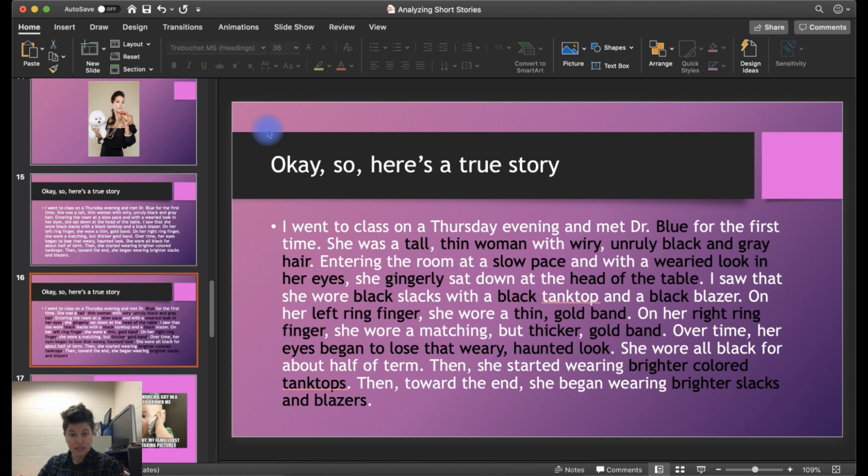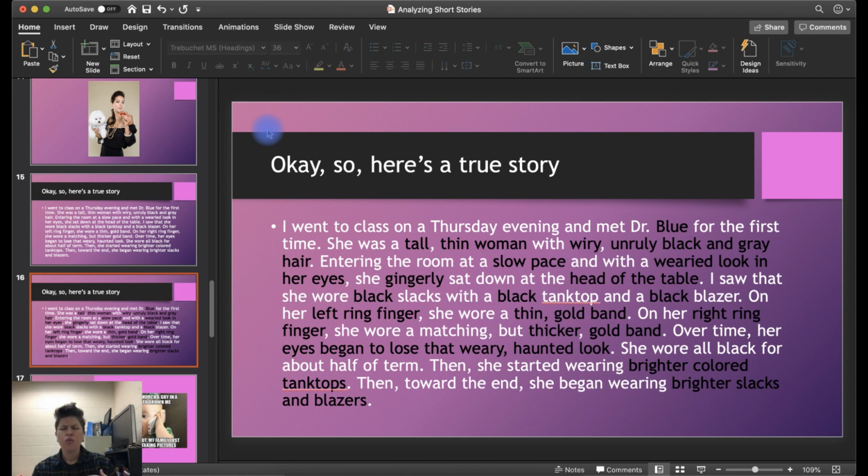The fact that I decided to call her Dr. Blue rather than what her actual name was, I almost just dropped the name. That would have been dumb. The fact that I called her Dr. Blue should be a red flag, right? When someone asks you why you're so blue, that usually means depressed, something like that. So if there's any sort of indication of color, you want to think through what those colors are. You can see that she's tall and thin, wiry. She's got unruly black and gray hair, right?